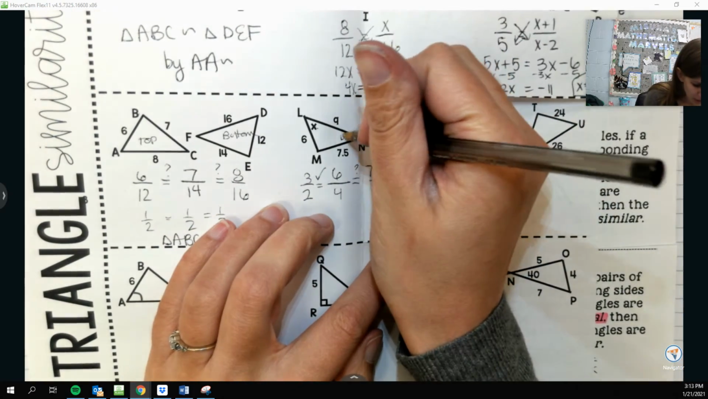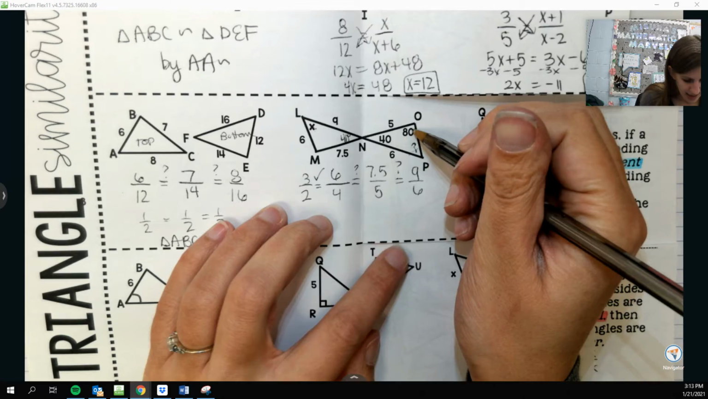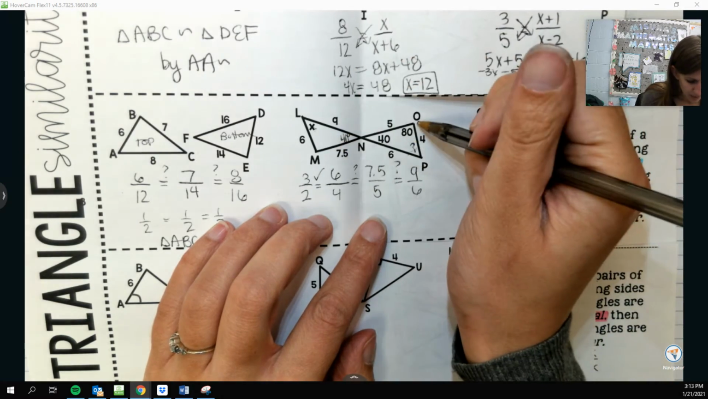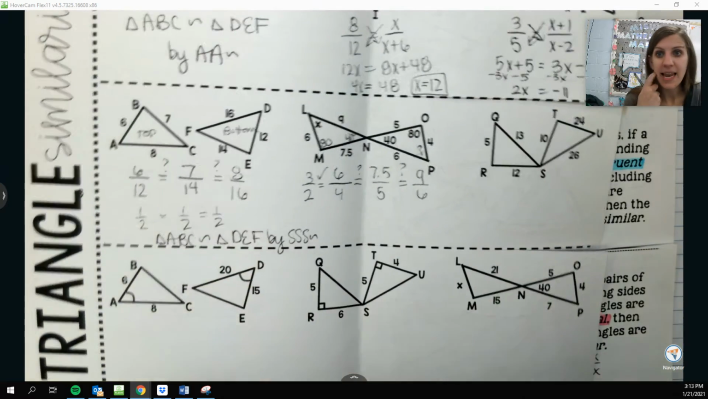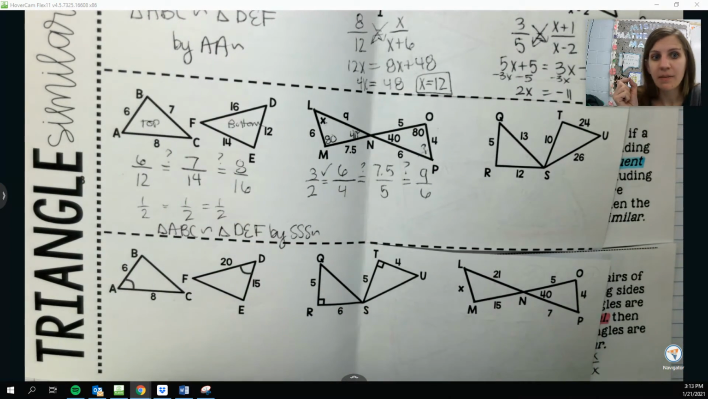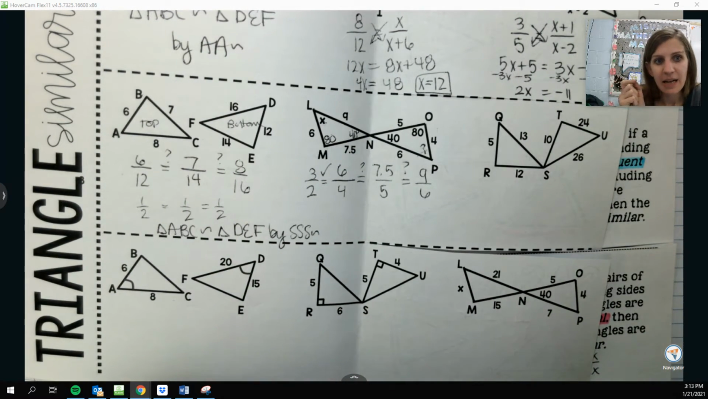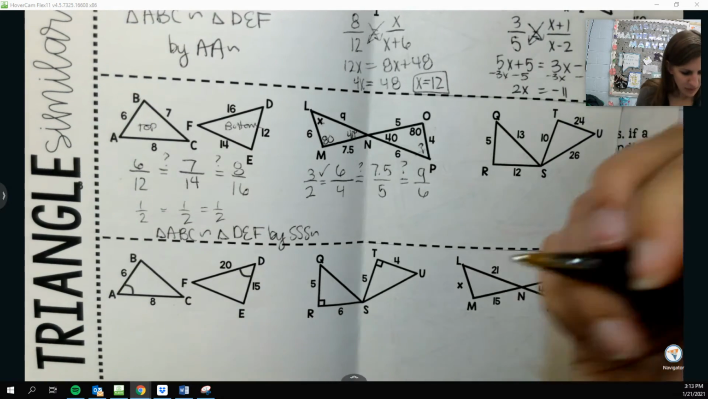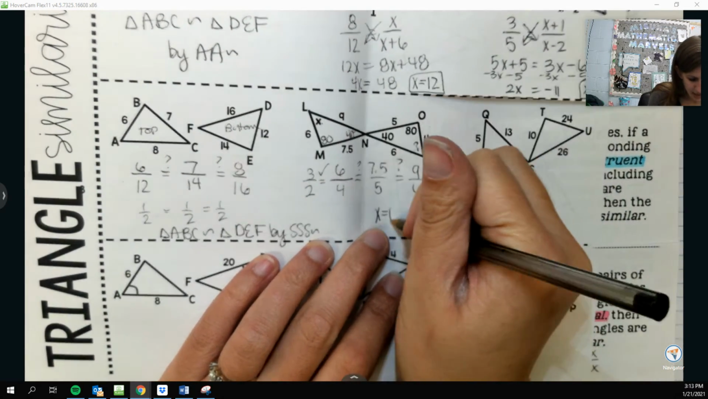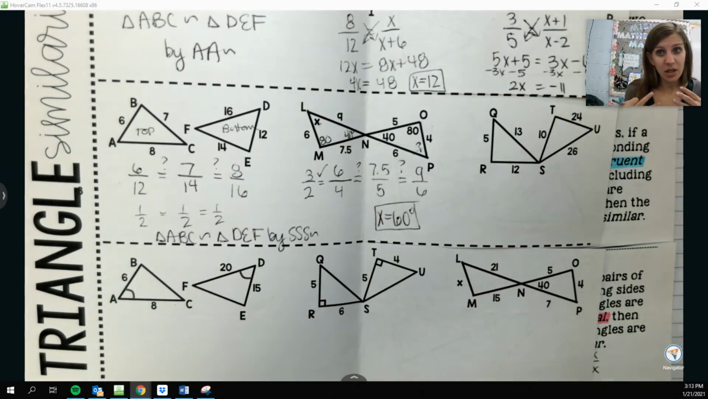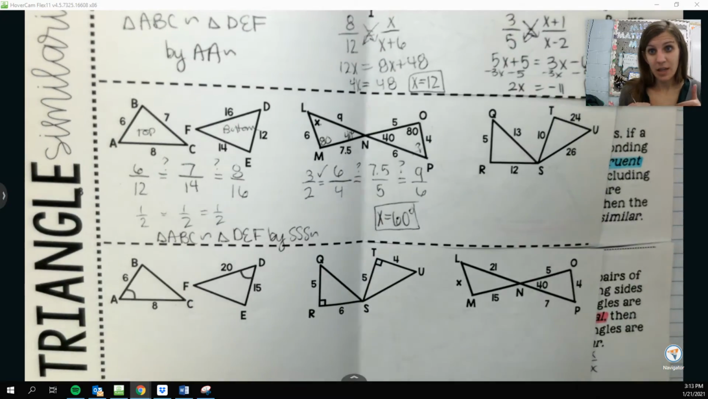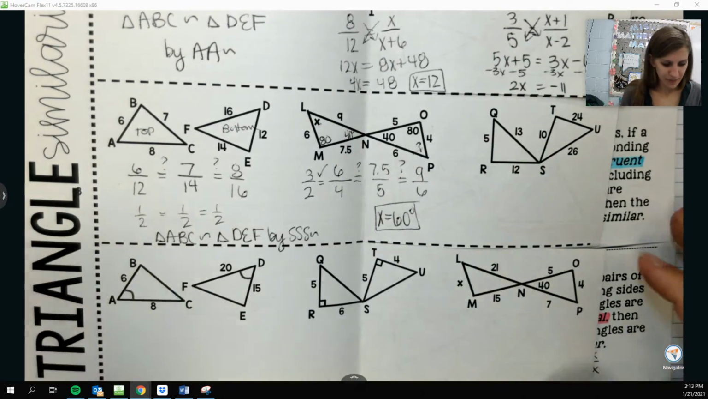So the 40 goes here, and then the 80 would go, because they're going to match up at the M and the O, the 80 would go there. And then I can use the triangle sum theorem to find out x, because they would all have to add up to equal 180. And so that tells me that x would have to be 60 degrees. And again, that's because all the angles are congruent in similar figures. They don't have to be proportional.